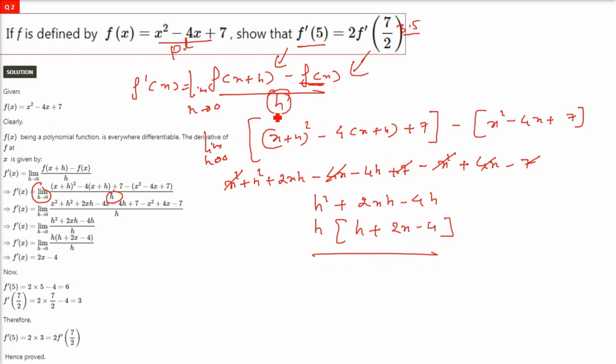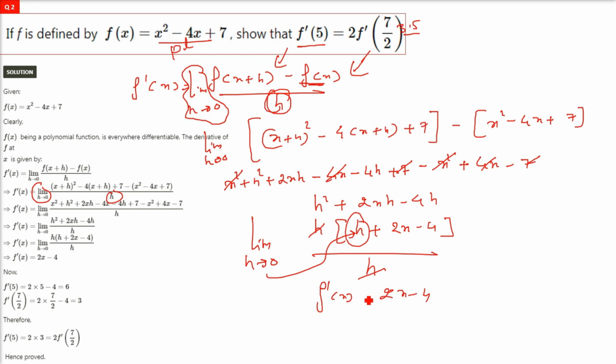Now in the denominator it was already h as I told you, and limit h tends to 0 is also there. So just replace it by limit h tends to 0. Okay, this is all. This I am not just writing, you have to write it at every step. H gets cancelled, apply the limit, wherever h is there, remove that term. 2x minus 4, f dash x is 2x minus 4.